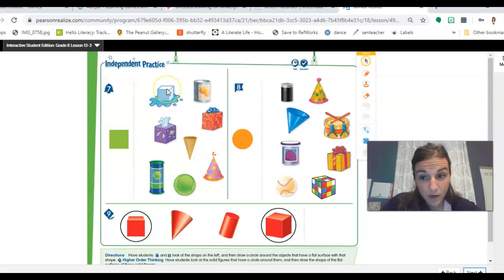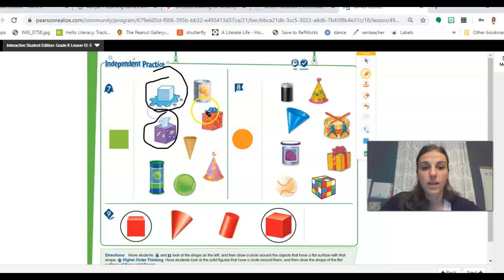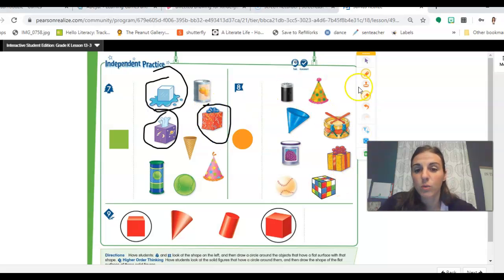Does an ice cube have a square? Does a cylinder have a square? Does a tissue box have a square as a flat surface? Does a present? Does an ice cream cone? Does this tennis ball holder? Does this tennis ball? No square. Does this party hat? No. So you have this one, to see if you're right, you have this one, and this one. All have squares.